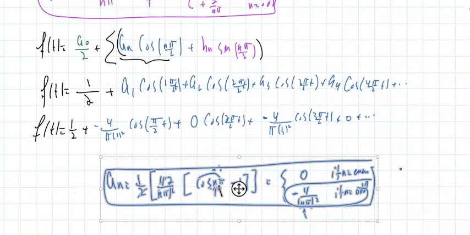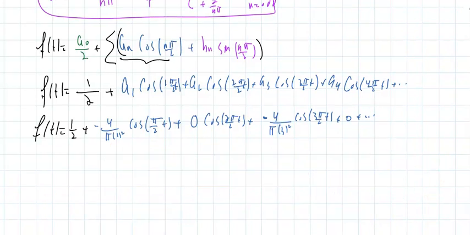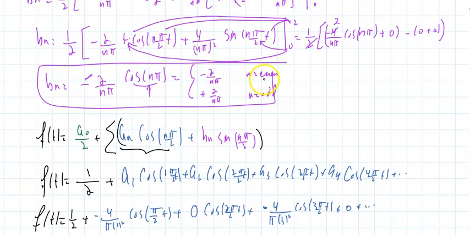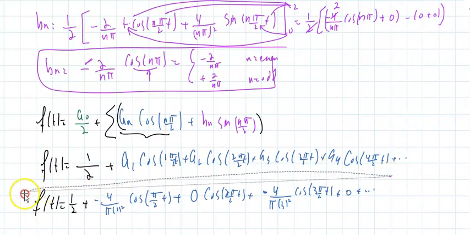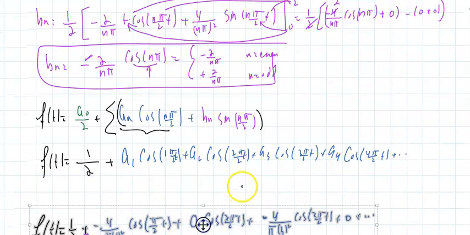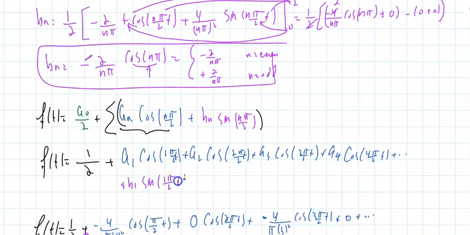How about the b sub n's? Luckily for the b sub n's, they're right there. I don't have to do much work. Plus b sub 1 the sine of 1 pi over 2t, plus b sub 2 the sine of 2 pi over 2t, plus b sub 3 the sine of 3 pi over 2t, plus b sub 4 the sine of 4 pi over 2t, and the list goes on.